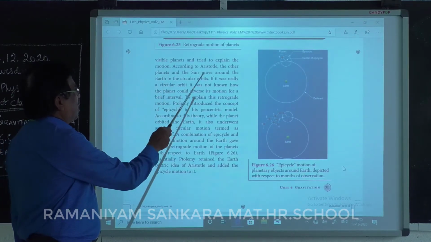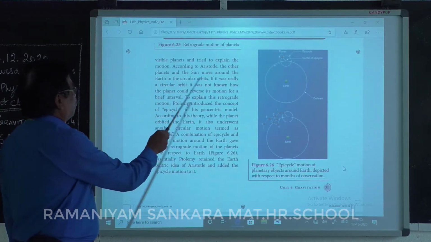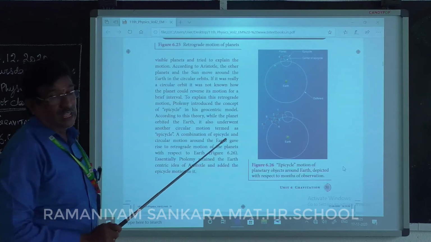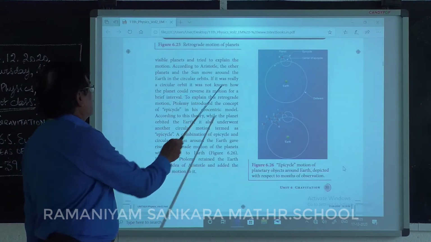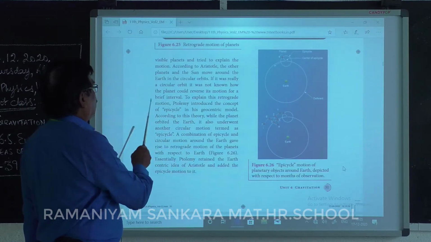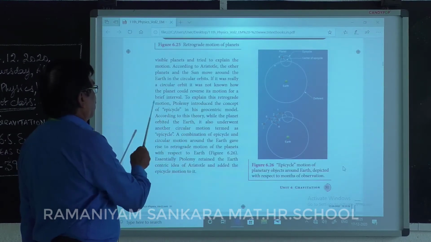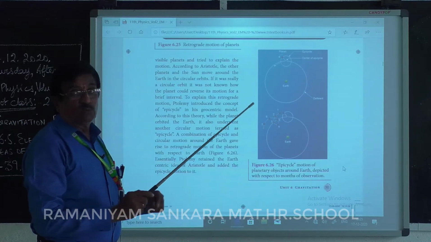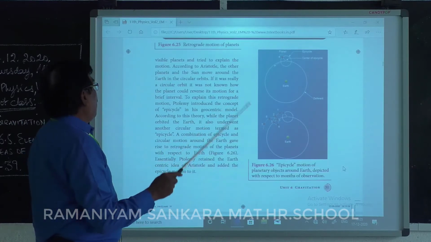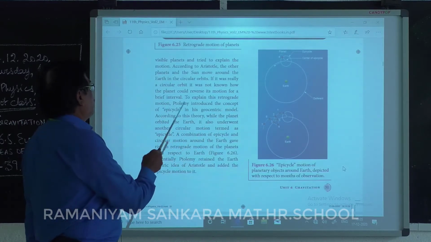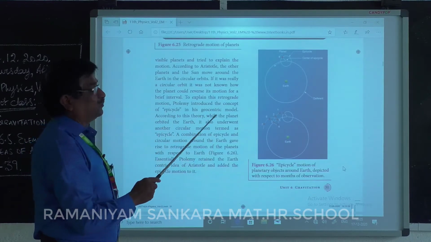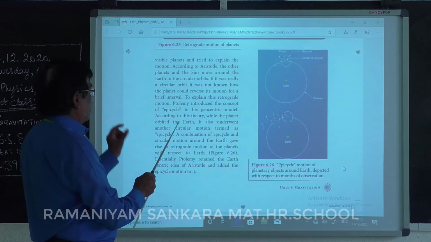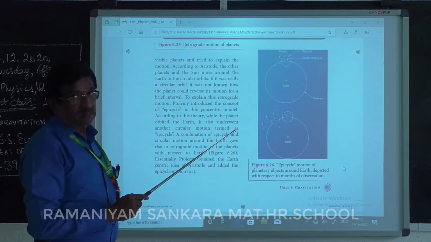Now according to Aristotle, the other planets and the sun move around the earth in circular orbits. But if it was really a circular orbit, it was not known how the planet could reverse its motion for a brief interval. If it is circular motion, how can it retrace and reverse? To explain the retrograde motion, Ptolemy introduced the concept of the epicycle. He introduced the new term in his geocentric model.